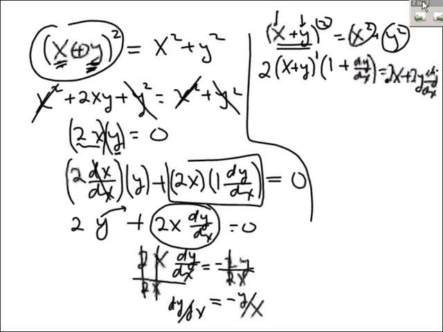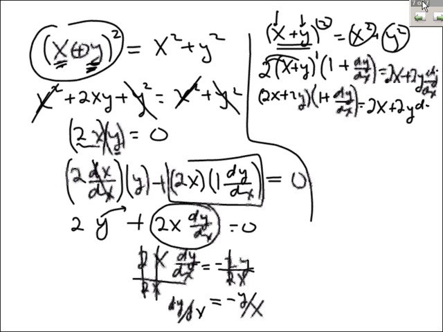And then you clean this up for a bit. So you have 2x plus 2y, I just distributed the 2, times 1 plus dy/dx. This is equal to 2x plus 2y dy/dx. Now I distribute on the left side. 2x times 1 is 2x plus 2x dy/dx.